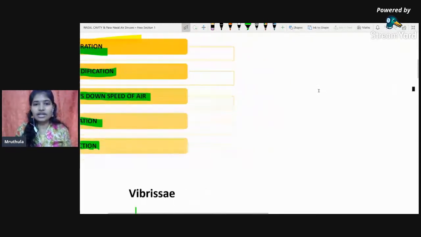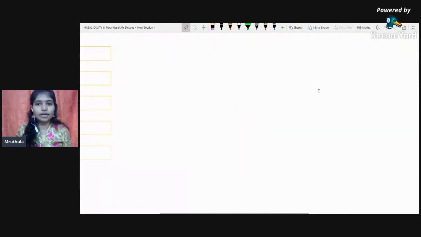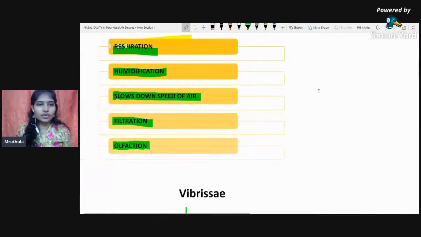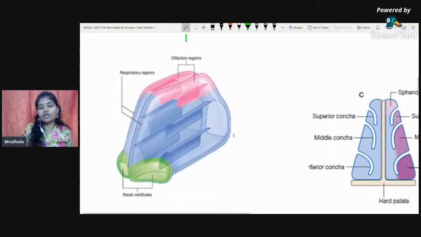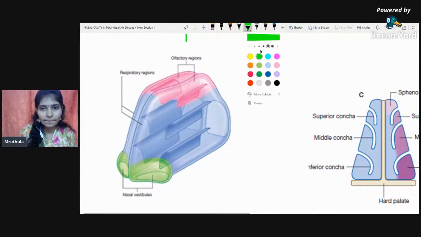So as we are now familiarized with the purpose of the nasal cavity, we know certain parts in the nasal cavity, and we'll see that in detail, okay? Right now, what you're seeing on the screen is the nasal cavity. We have isolated it outside, and we are going to deal only with the nasal cavity here. So it has been shown as three regions here. What are the three regions?